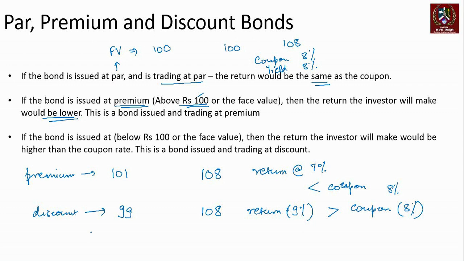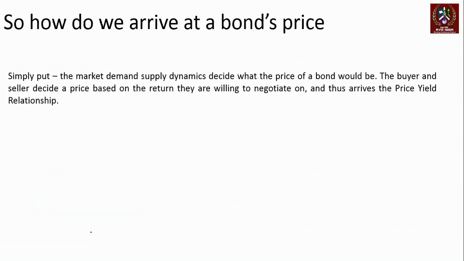We just saw in the example that if you're buying the bond at more than 100 rupees, then your return is going to go down. If you are buying the bond at less than 100 rupees, your return is going to go up. That's the first concept we learned, right? Bond prices and the return you make are inversely proportional. They are opposite to each other. So if prices go up, returns go down. Correct? Now, how do we arrive at the bond price?